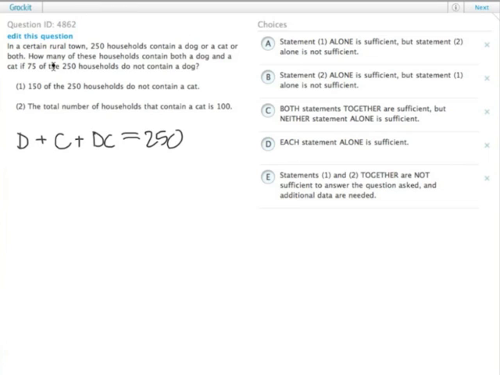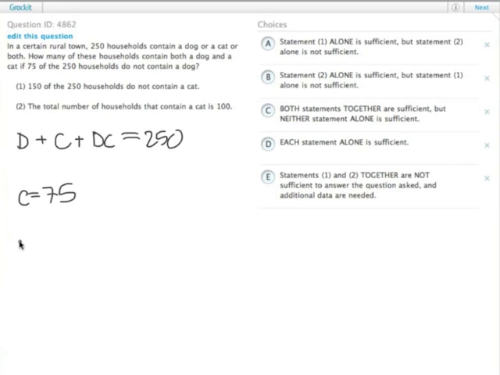We also know that of the households, how many of these households contain both a dog and a cat if 75 of the 250 do not contain a dog. The only ones that do not contain a dog are those who just have a cat. So we know that C equals 75. So that does help us.